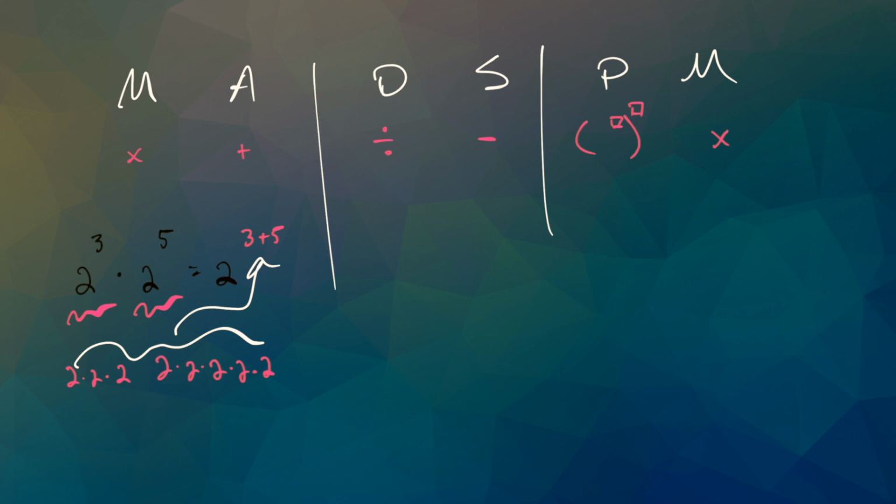Spoiler alert, I can do exactly the same thing with division and subtraction. If I wanted to take something like 2 to the 7th and divide it by 2 to the 4th, one way to represent that would be those 7 twos, 1, 2, 3, 4, 5, 6, 7, divided by another 4 twos, 1, 2, 3, 4. And obviously what happens in that case is 4 of these, top and bottom, cancel out, and it leaves me with the result 2 to the 3rd. And so in fact, another way to express this would be as 2 to the 7 minus 4 power.